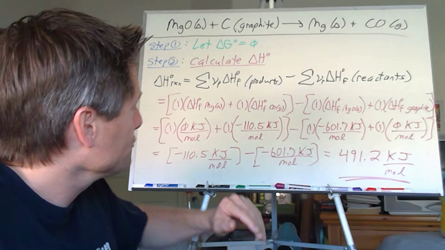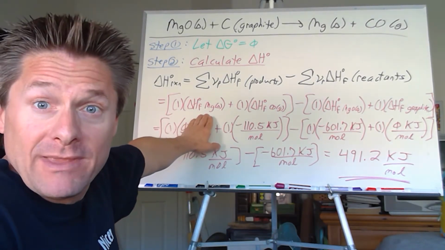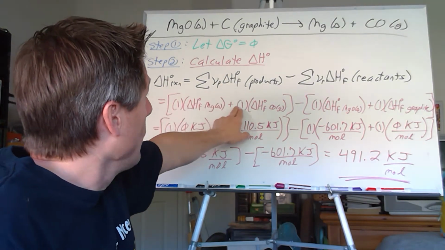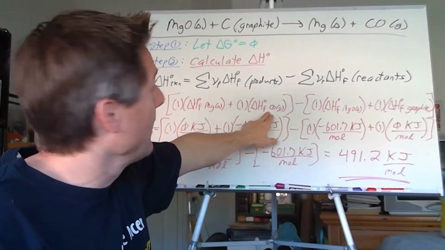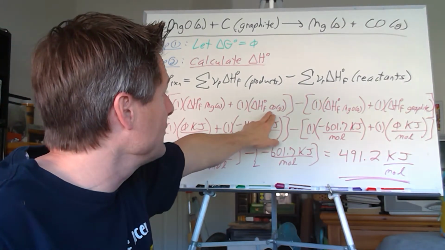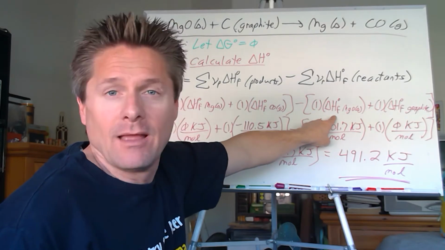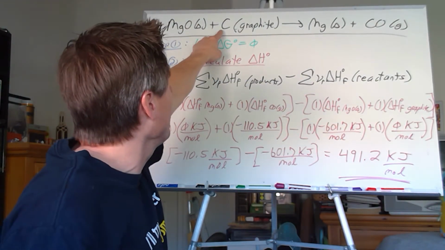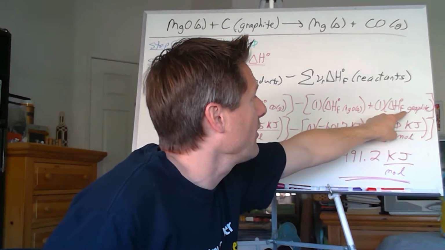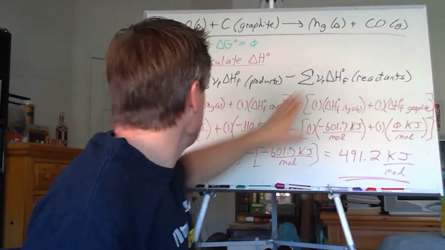Not a big deal. All right, so we're going to take 1 times the value of the magnesium from the table, plus 1 times the value for the carbon monoxide, standard enthalpy of formation. And we're going to subtract from that 1 times the standard enthalpy of formation for the magnesium oxide solid, plus 1 for the standard enthalpy of formation for graphite. All right, so let's look up the first one, magnesium solid.